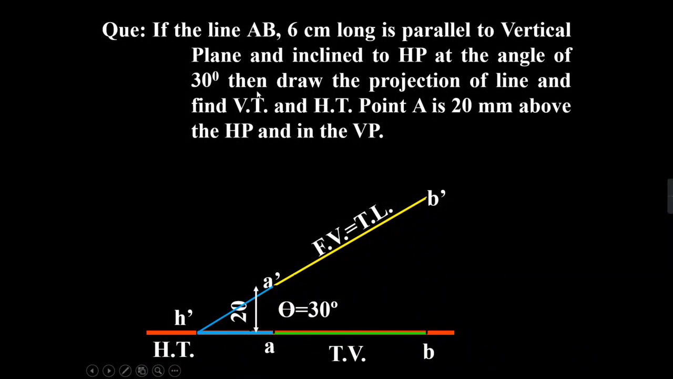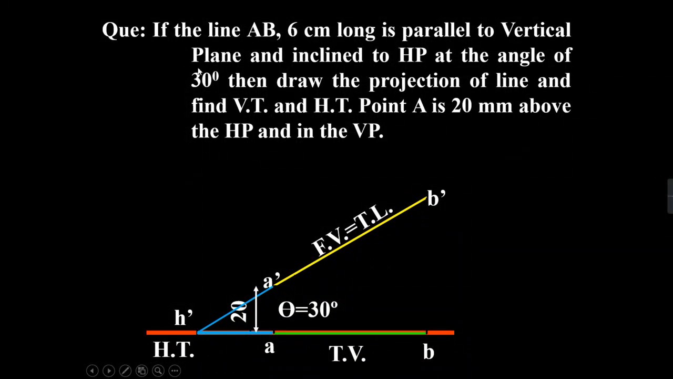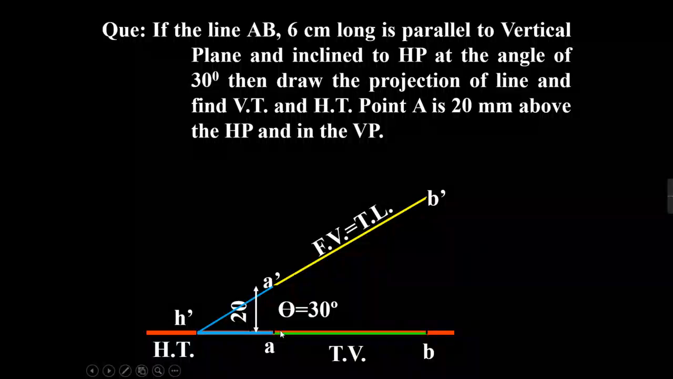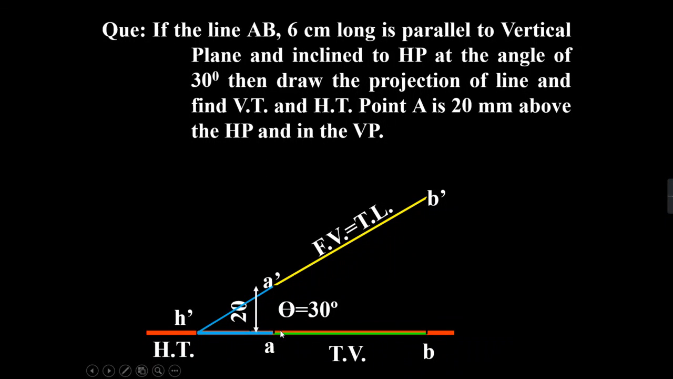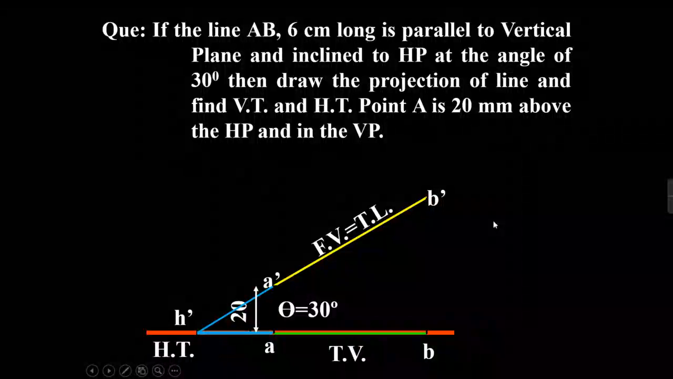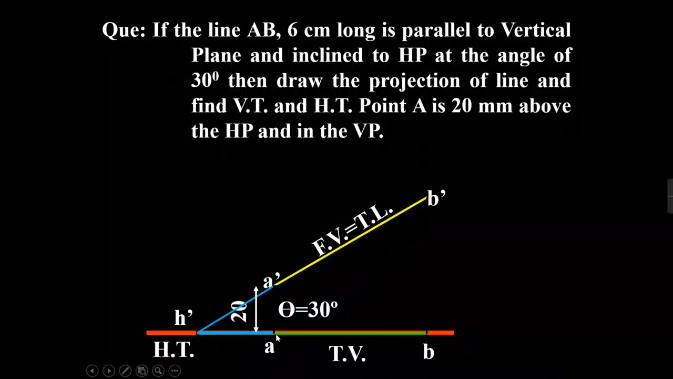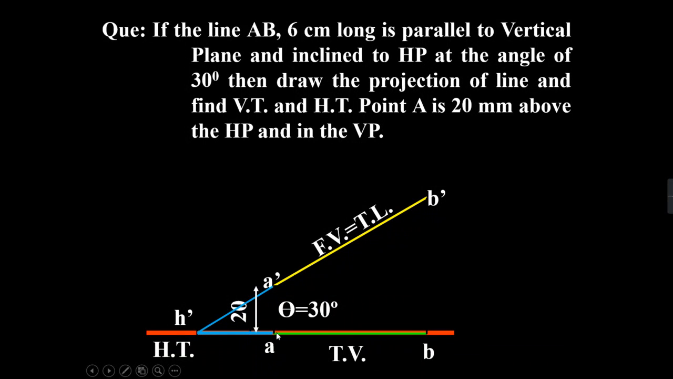Now we have to find the vertical trace. If the line is parallel to the vertical plane, then as per definition there will be no vertical trace. But here your line AB is on the vertical plane, and as per definition, when the line or its extension cuts the vertical plane, that point will be the vertical trace. So here the vertical trace is nothing but the line. This top view AB is nothing but the vertical trace, the whole line.